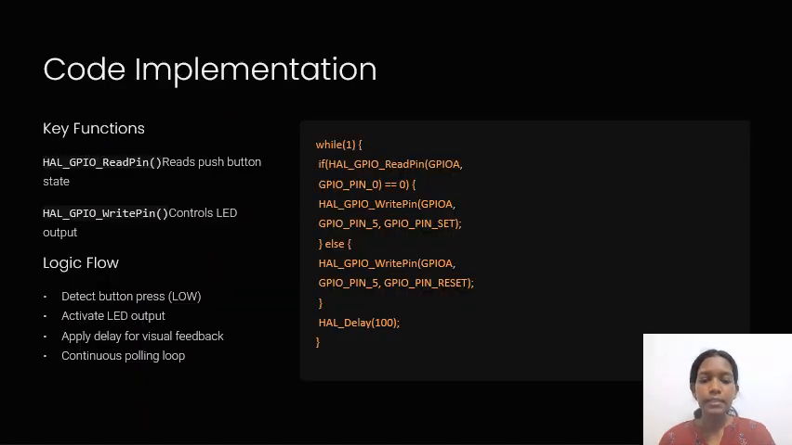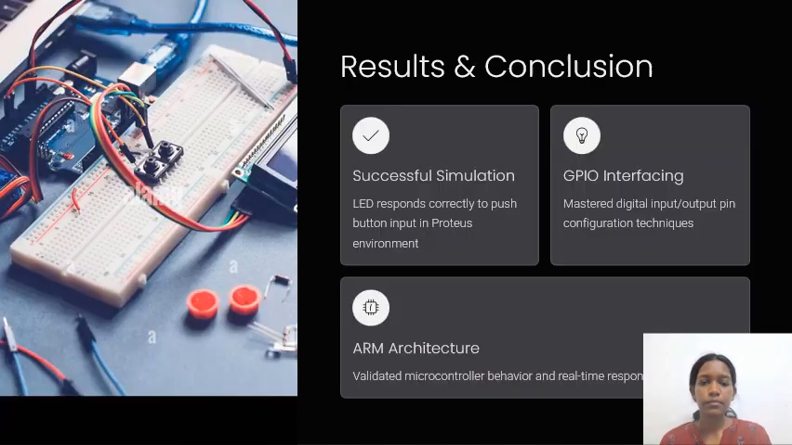So this experiment is done using simple read and write GPIO function. The code continuously checks the button status using a loop. If the button is pressed, the LED is on. If the button is not pressed, the LED is turned off.